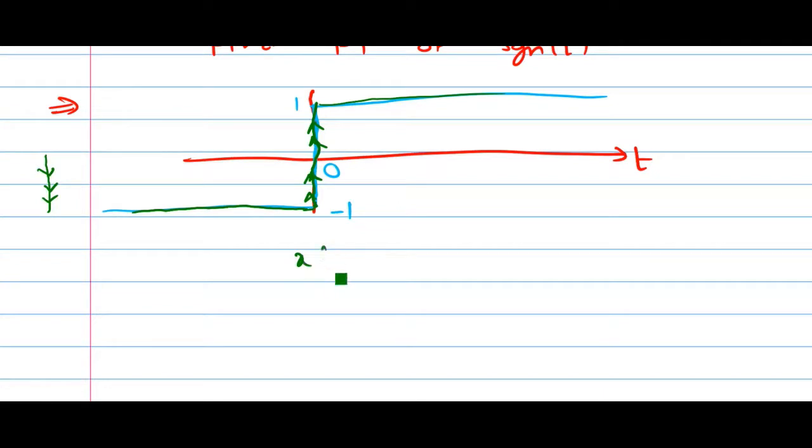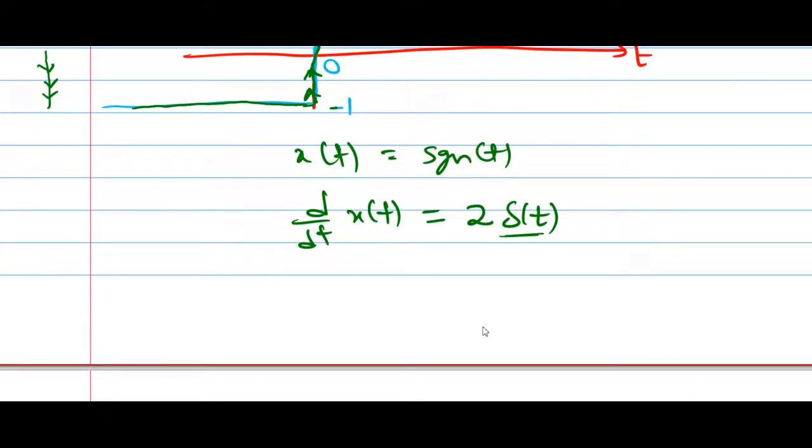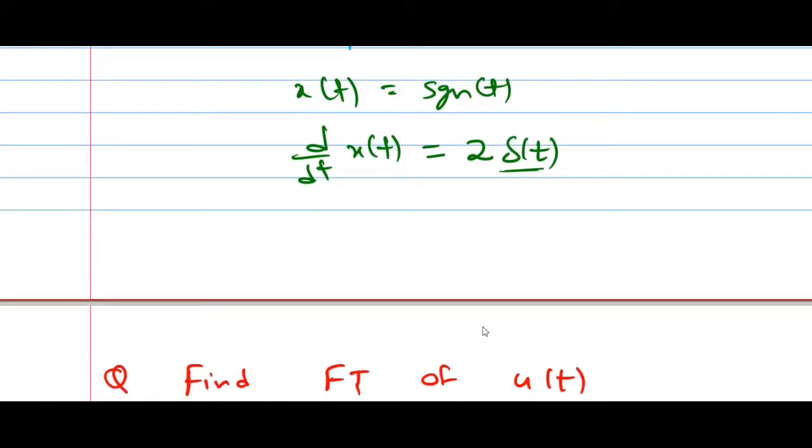So let x of t be signum t, and take its derivative d by dt x of t. What is the change here? -1 to +1, so the total change is 2. So it is nothing but 2 times delta t. Because it is going from minus to plus, lower to upper side, that's why a positive impulse will come. So the derivative of the signum function is 2 times delta t.